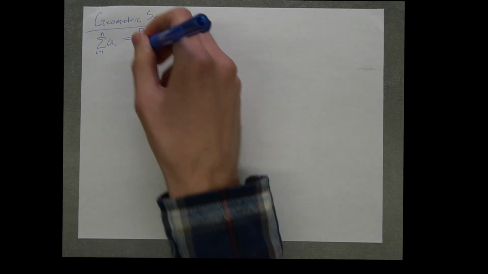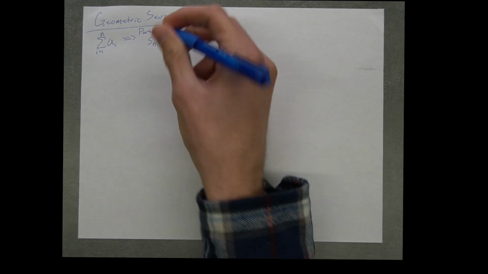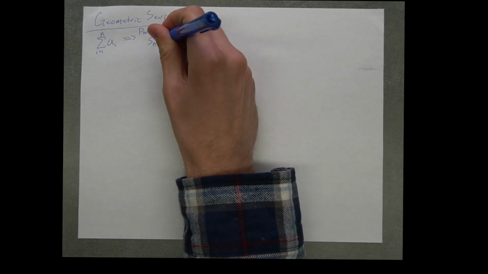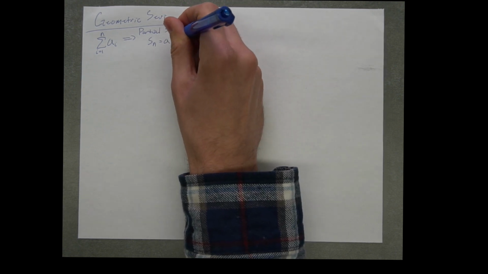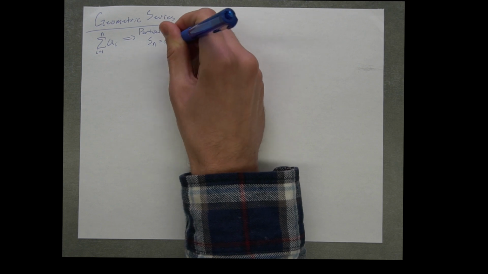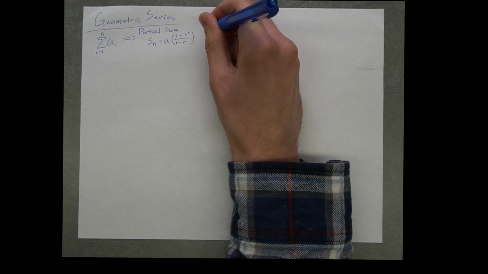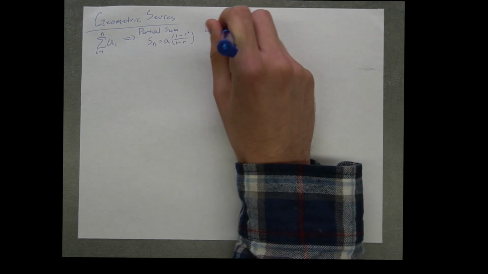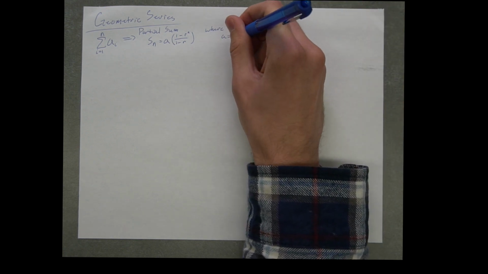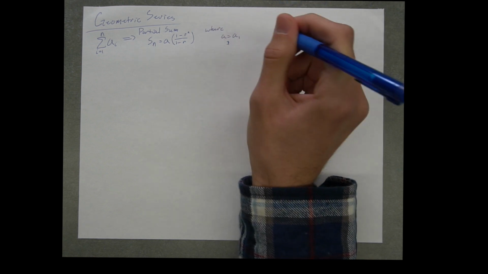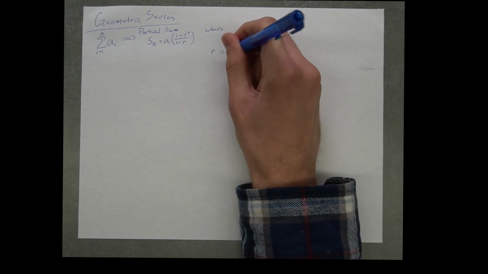Which is generally written as S sub n, where n is your number of terms, and that's equal to a multiplied by 1 minus r to the n over 1 minus r, where a is equal to your first term in your series, so a sub 1, and r is the ratio between each term.